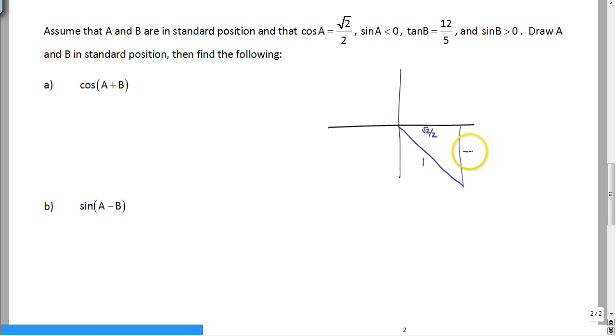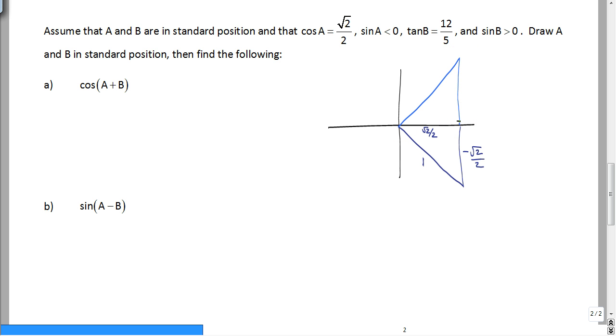Since it's down here, we know this is going to be negative root 2 over 2. And then the next thing we have to do is draw the tangent of B when sine is positive. So tangent's positive and sine is positive, so the only place where both of those are positive is going to be up here.